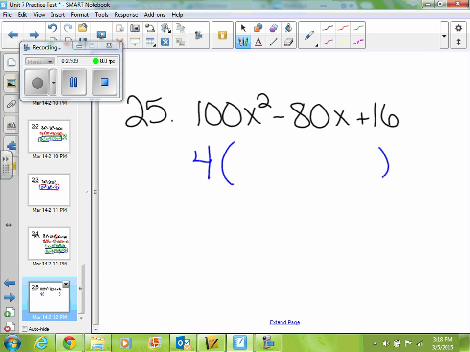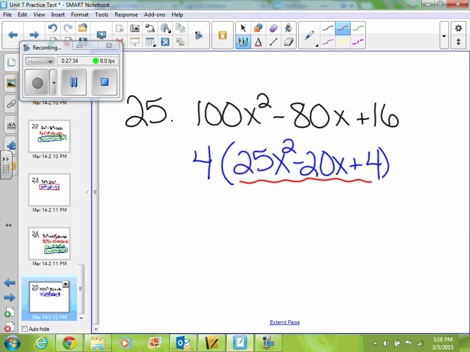So 100x squared divided by 4 is 25x squared, and 80x divided by 4 is negative 20x, and 16 divided by 4 is 4. Alright, so we factor out 4. Now all I care about is what's left in my parentheses, so 25x squared minus 20x plus 4.